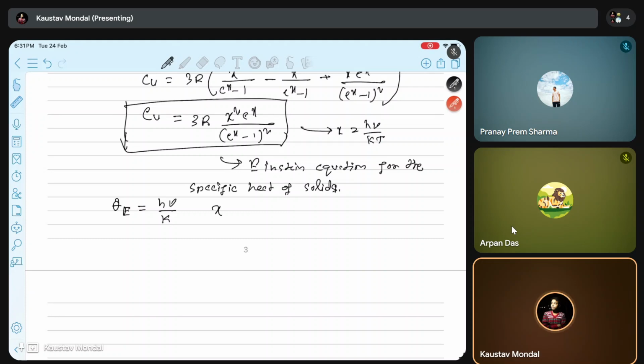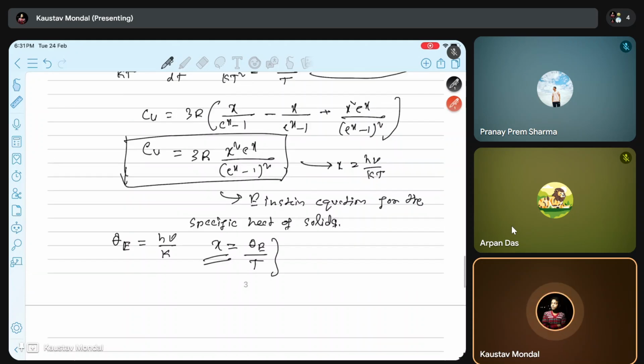And x you can write. So instead of writing everything in terms of h nu by k, you can write x as theta E by T. That is basically the ratio between the Einstein temperature and the temperature of the system. That is what this x is.